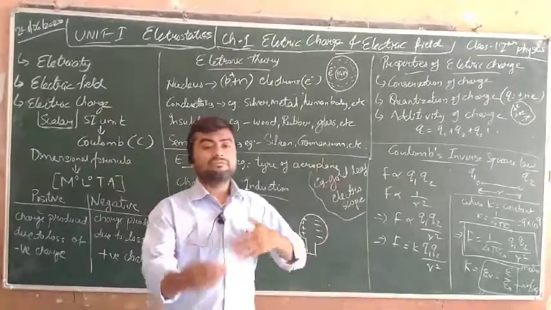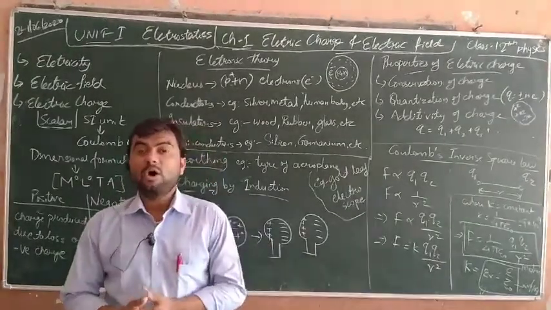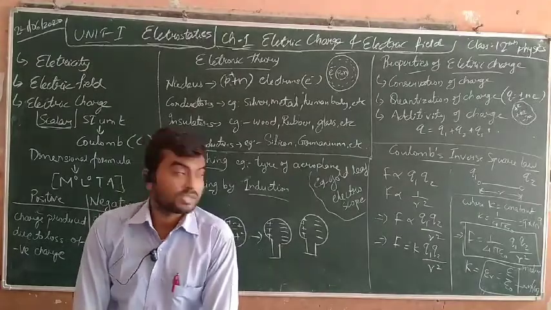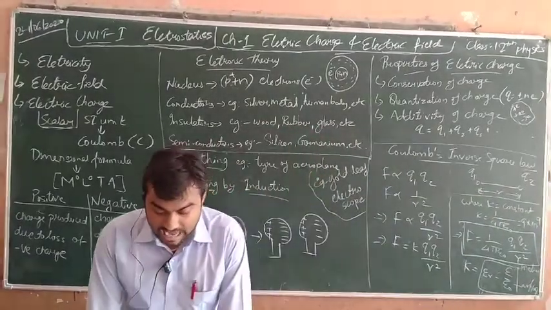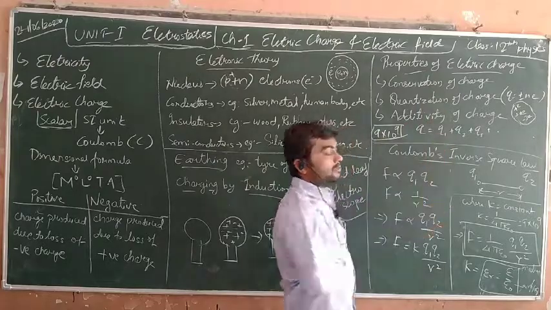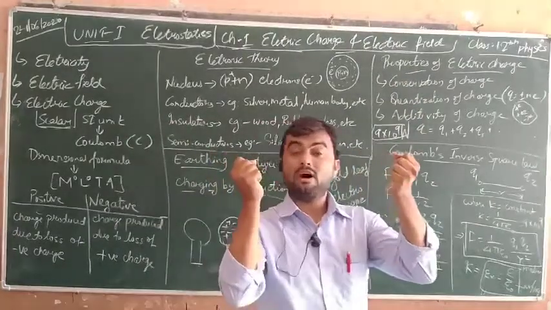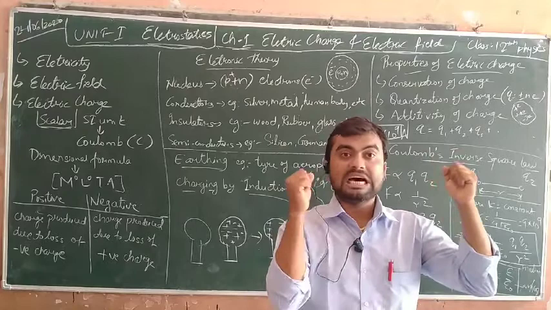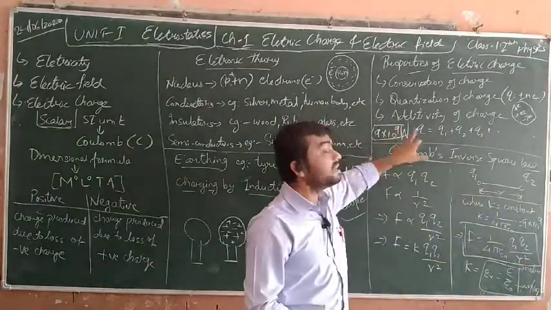There is one more definition about unit charge. Unit charge is such that if two like charges of equal magnitude are placed 1 meter apart, suppose R equals 1, then they will show a force of repulsion of 9 into 10 to the power 9 Newton. So if two charges of the same magnitude are placed at a distance of 1 meter, the force with which they attract or repel each other will be 9 × 10⁹ Newton.